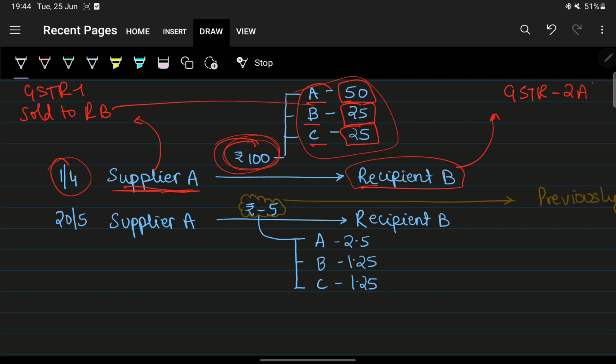Okay, 2A or 2B. 2A is very dynamic, 2B is static. Meaning this will keep on changing, this will change in that particular month only. 2B will generate only in the month in which that invoice is generated. Let's not concern with that as of now, that is not relevant for this particular topic. So here supplier A has sold to recipient B for 100 rupees and he has made 3 invoices, one for 50 rupees, 25 and 25.